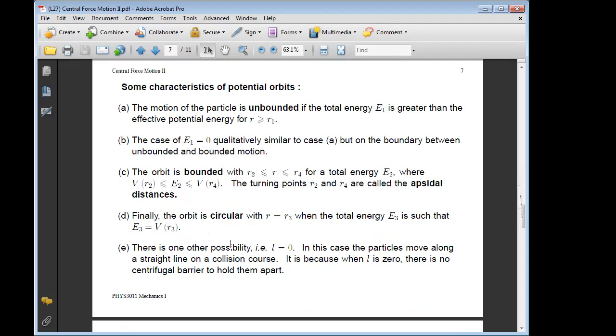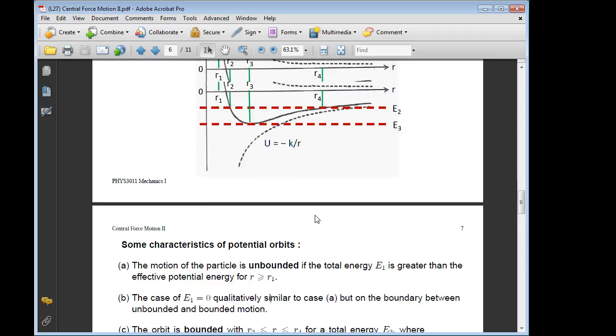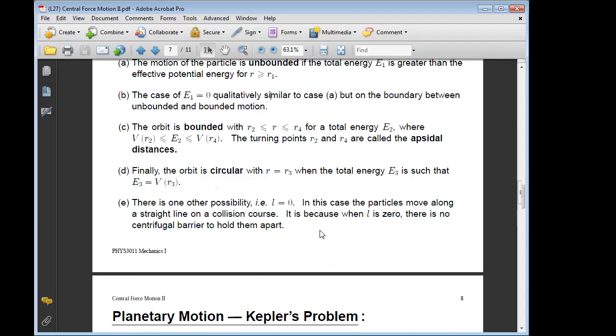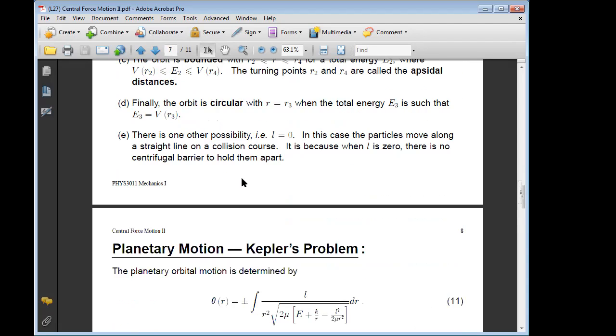There is one other possibility, L equal to 0. What will happen if L equal to 0? The centrifugal term equals 0, then we only have the minus k over r. So the particles move along a straight line on a collision course, because when L equal to 0, the centrifugal barrier cannot hold them apart. So they will have a head-on collision.